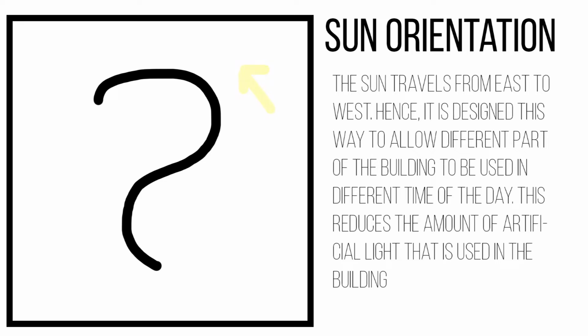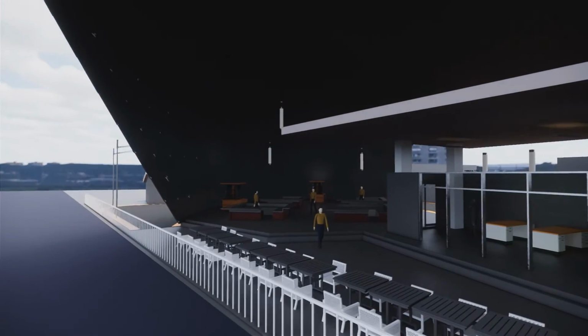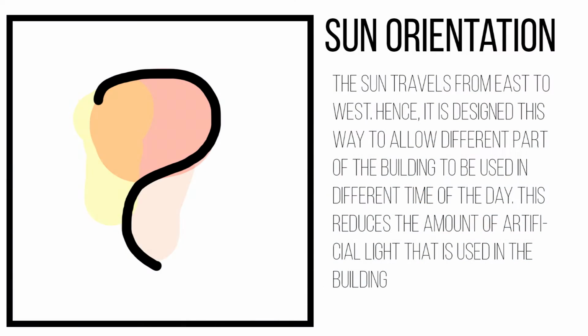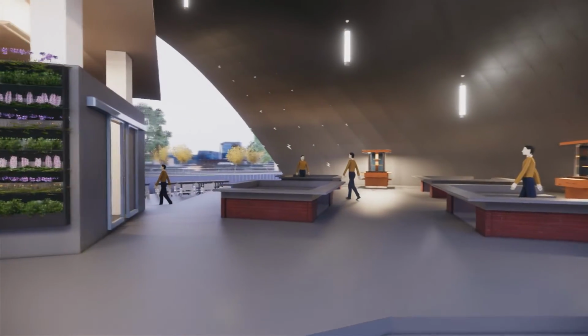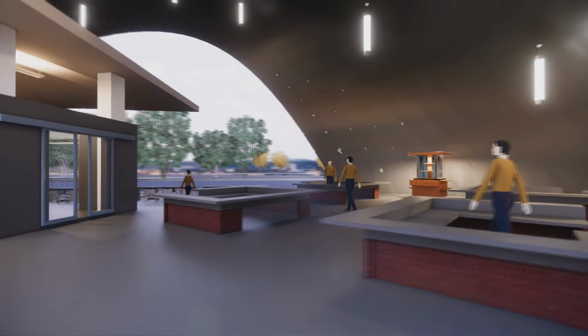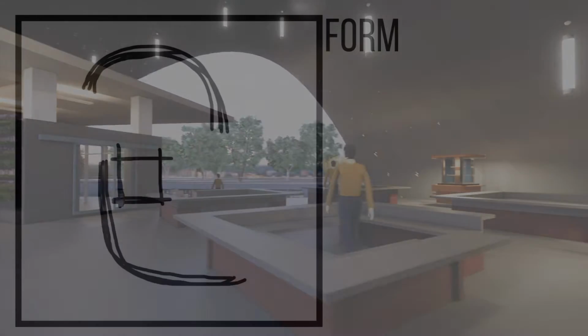Next off, the sun orientation. Sun travels from east to west. So I designed my building in orientation to the sun. This will allow different parts of the building to be used at different times. For example, in the morning, the top area as shown in the diagram now is shaded, and in the evening, there's the optimum level of natural light entering the building. This is to reduce the amount of artificial light that is used in the building.